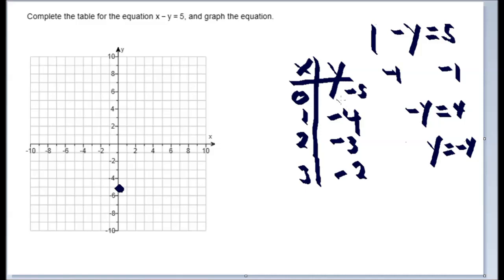Then we have the points 0, negative 5, and 1, negative 4. So if we come over here, 1 and negative 4 would be right there. And then 2, negative 3 would be right here. You can see the line that's being drawn out. Let's do one more. We'll do 3 and negative 2. We're just going to continue in this fashion, and you can graph the line that way.